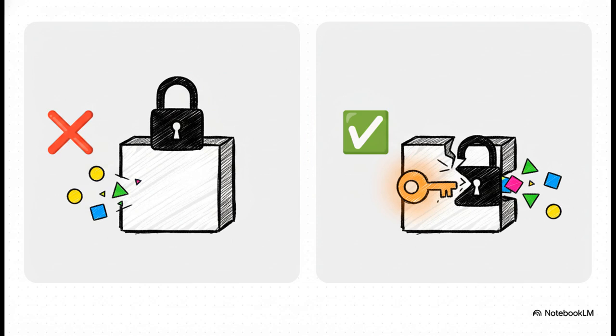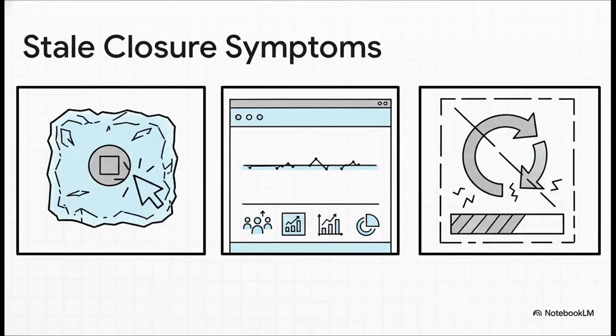The fix on the right uses a functional update. This basically tells React, hey, I don't care what the value was when you started, just give me the latest value and let me add 1 to it. It keeps the effect perfectly in sync. And in a real app, this isn't just a number in the console, is it? This shows up as a counter on the screen that looks totally frozen.